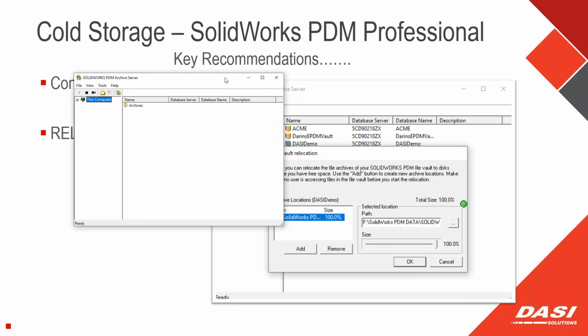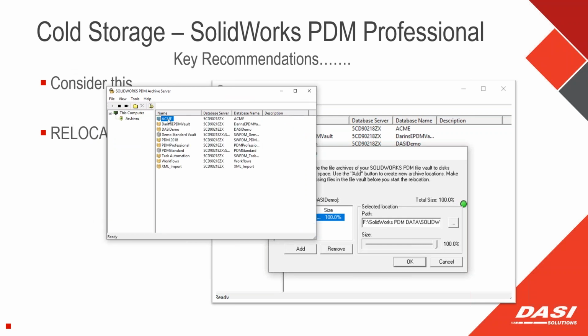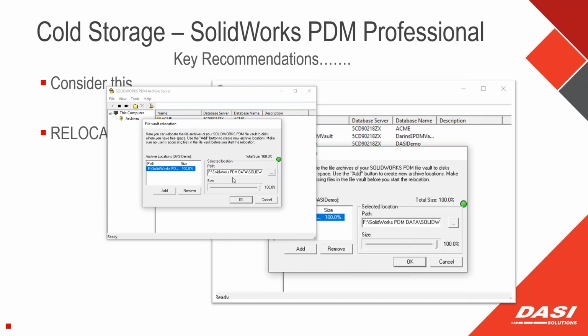Once you open up this tool, it's a simple process of going into the vaults that you have available. And if I have a vault that I need to put some more space onto, I can just right click on that and say relocate. Now with this, what you're seeing here is a very simple interface. 100% of my data is located on my F drive in this PDM data folder.